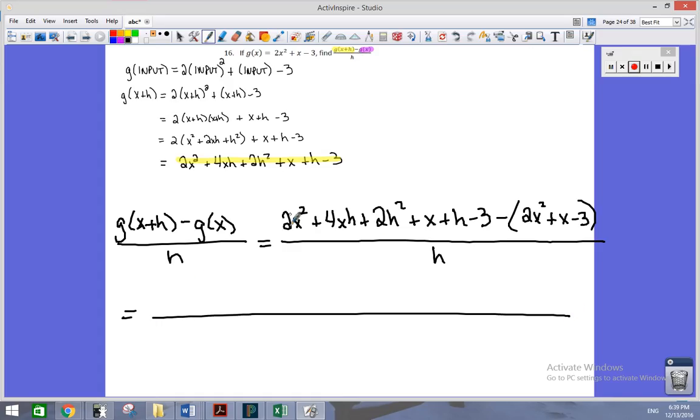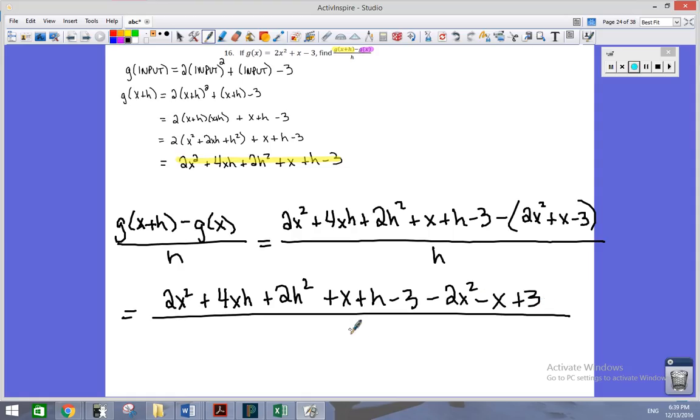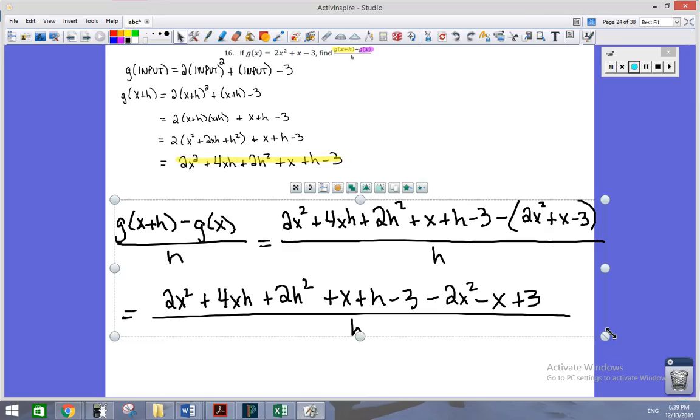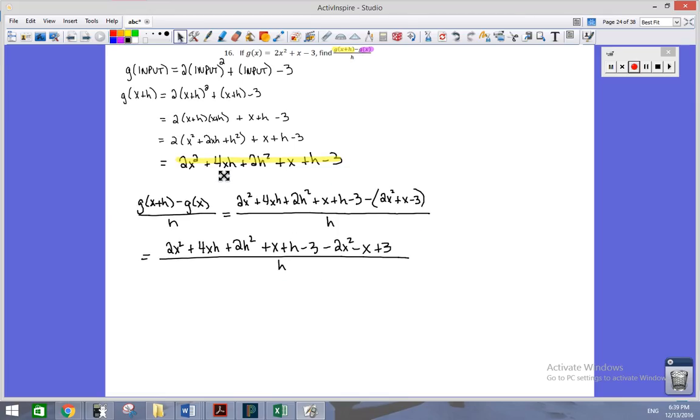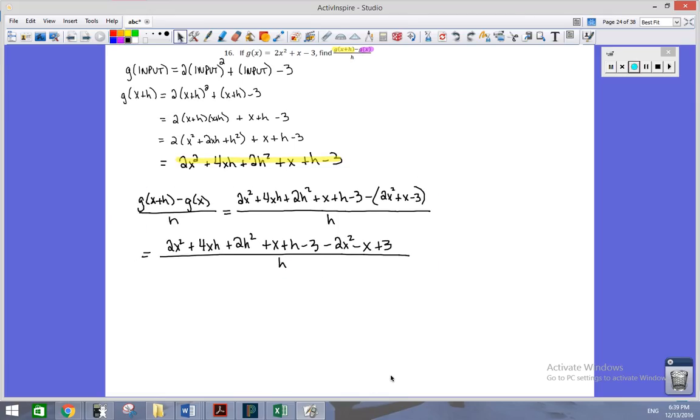Alright, so we've got 2x squared plus 4xh plus 2h squared plus x plus h minus 3 minus, and I change the sign in front of everybody in this trinomial, minus 2x squared minus x plus 3. Now, one helpful tip, one observation that we've made: when you're simplifying this, if your term does not have an h in it, then in this numerator it's going to end up canceling. So let's watch this and see what I mean.